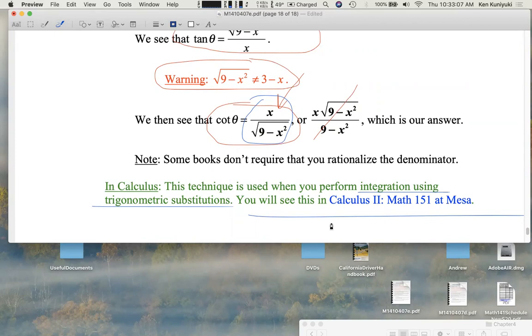Next up, we're going to talk about how to use inverse trig functions to solve equations. Next time.